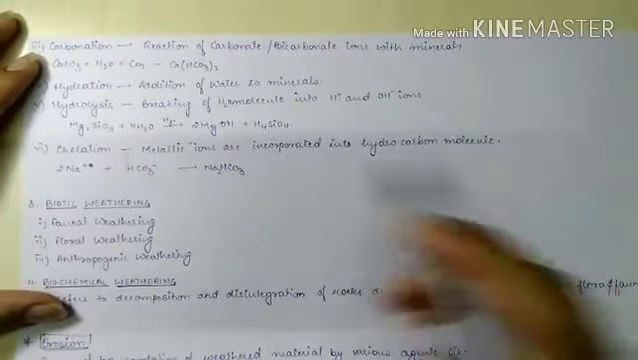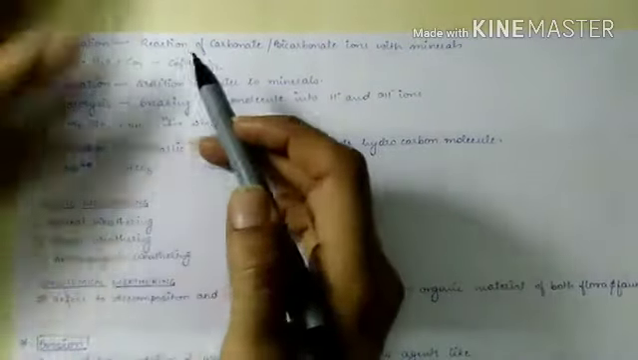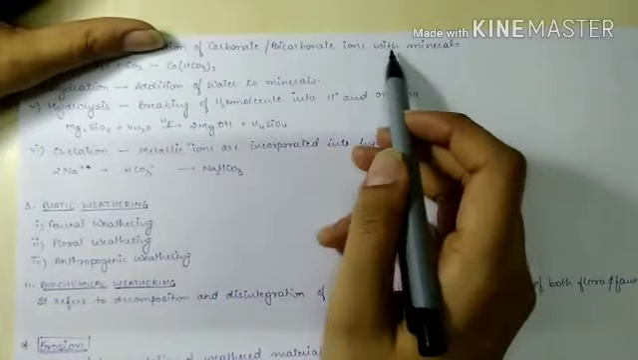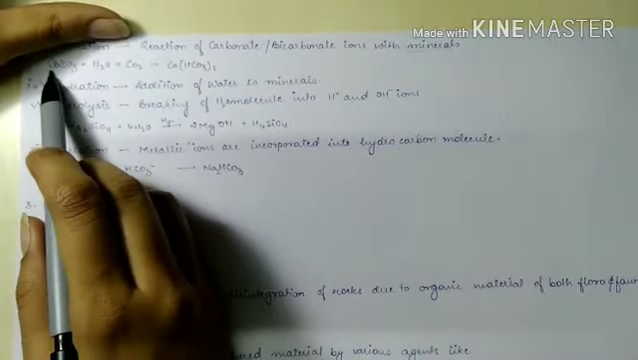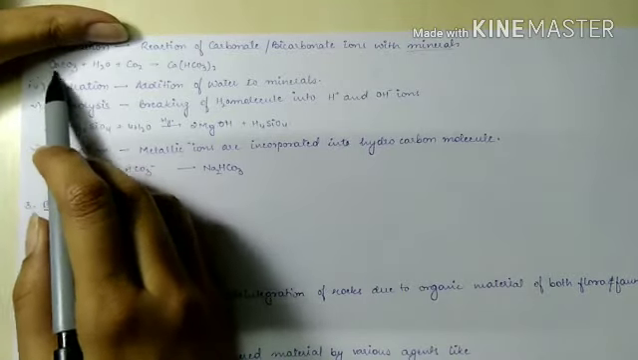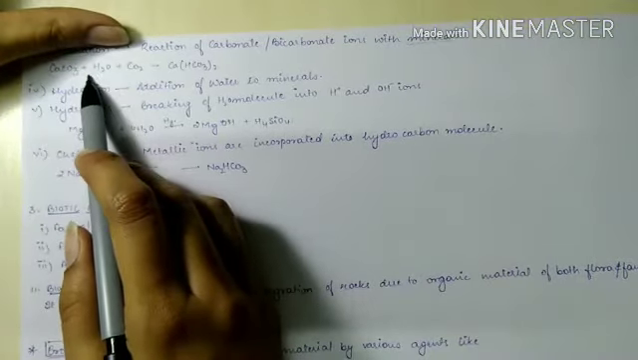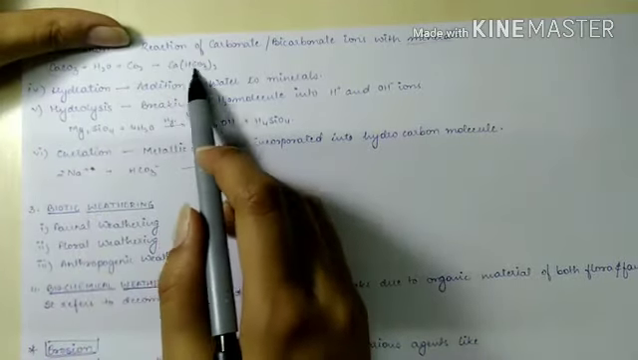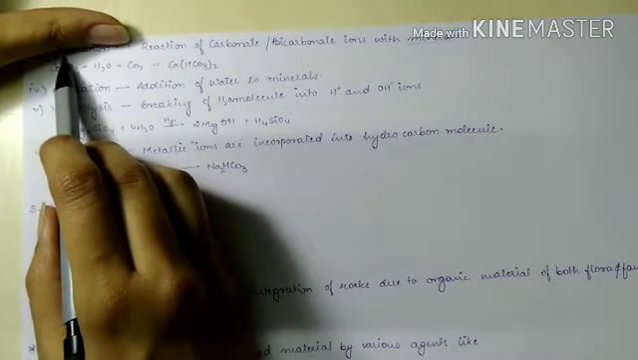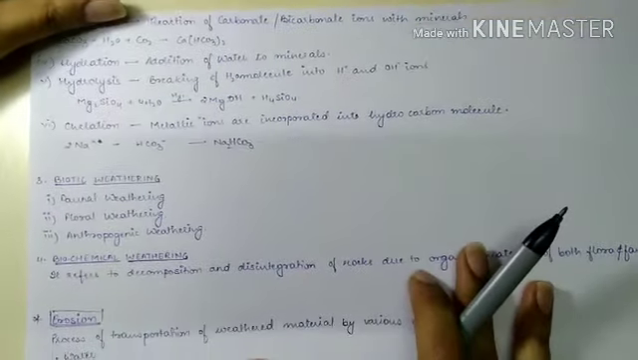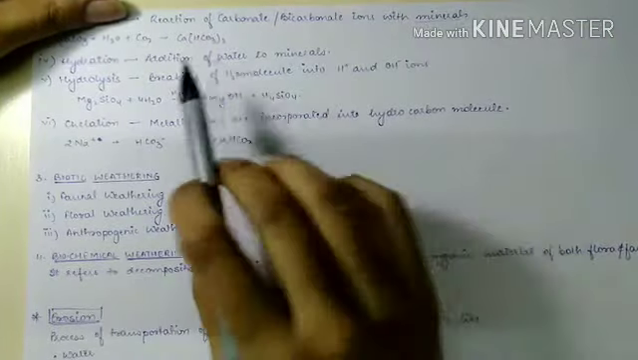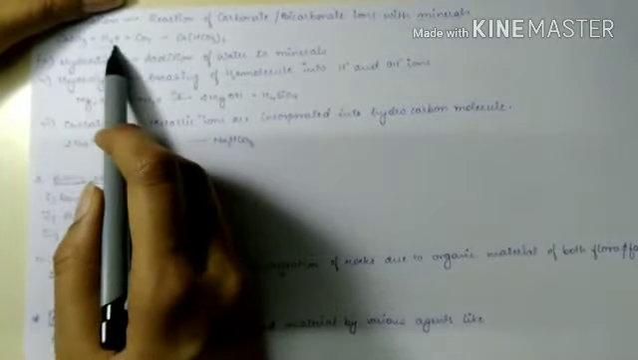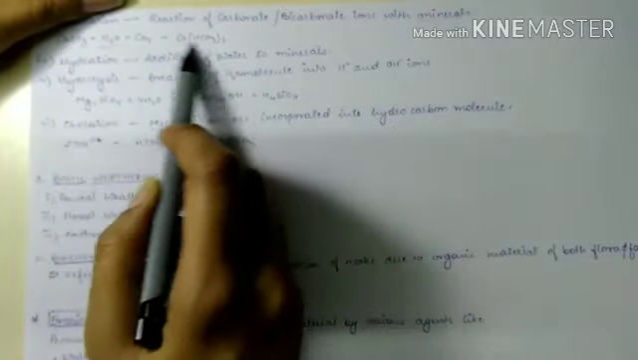Now next we have carbonation. Carbonation is reaction of carbonate or bicarbonate ion with minerals. So CaCO3, when it is reacted with carbonate or bicarbonate ion, it forms Ca(HCO3)2. So this is a form of carbonation. Next is hydration. Hydration simply means addition of water to the mineral. Same as in this reaction, water is added to the mineral because of which this compound is formed.